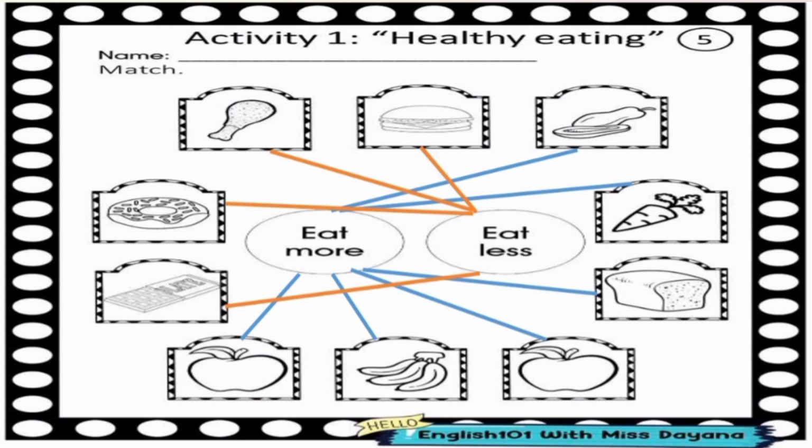Kita ada 4 makanan tidak berkhasiat daripada burger, ayam goreng, donat dan coklat. Jadi, kamu perlu padankan 4 gambar ini dengan kategori eat less, kurangkan makan. Manakala yang selebihnya adalah makanan berkhasiat daripada apple, pisang, apple lagi, roti, lobak dan betik. Kamu perlu padankan 6 gambar ini dengan kategori eat less, kurangkan makan.